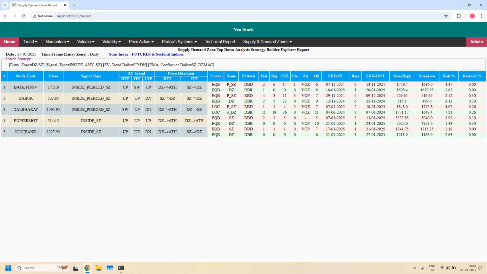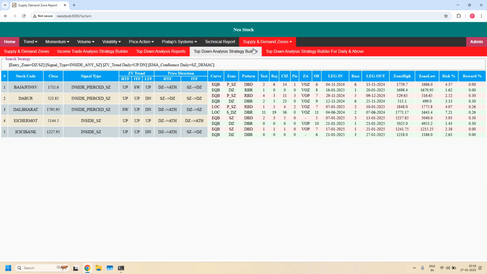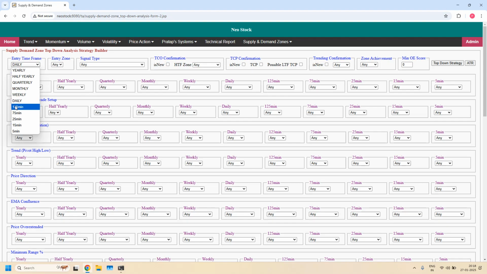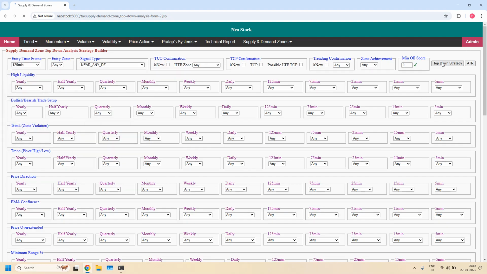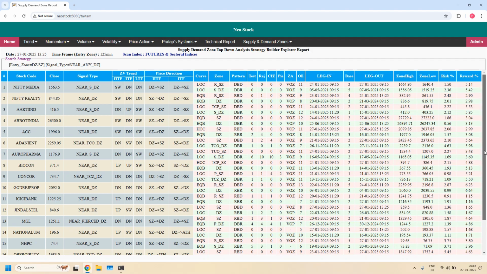These 5 daily supply zones are having daily EMA Confluence, and a couple of these daily supply zones are pierced zones. So this is about daily time frame. Next time frame is 125 minutes. Stocks near 125 minutes demand zone. We got 19 stocks. So first 15 stocks in the list. Scrolling the list down.